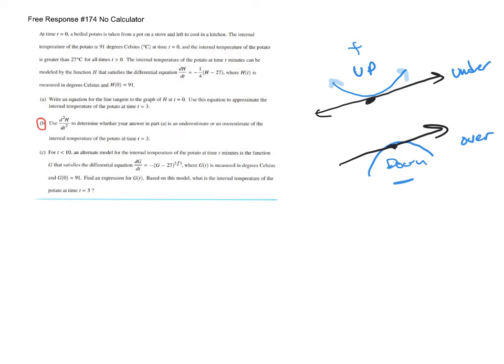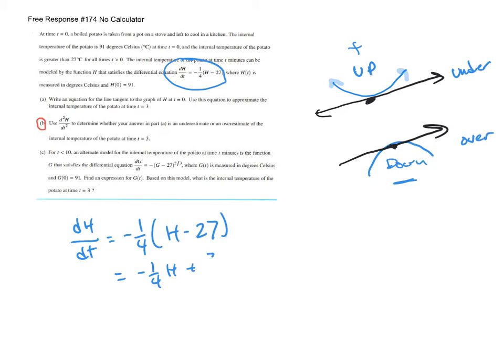So let's go ahead and figure out that second derivative. Remember that we were given the formula for the derivative right here. dh over dt equals negative 1 over 4 times h minus 27. And in fact, if you don't mind, I'm going to distribute that, make it negative 1 over 4h plus 27 over 4. Now remember, we can think of this as h prime if you want.